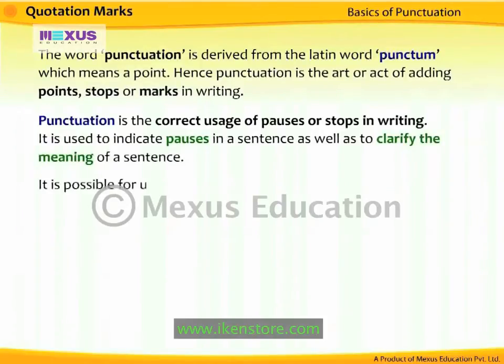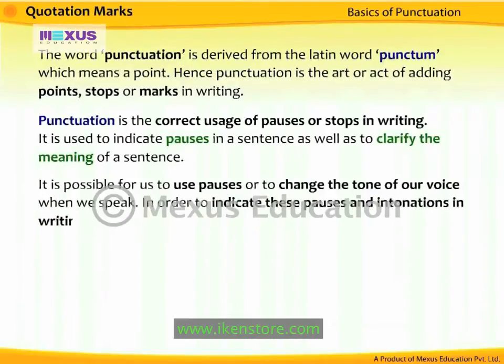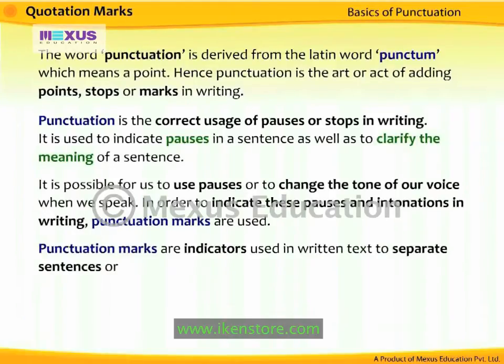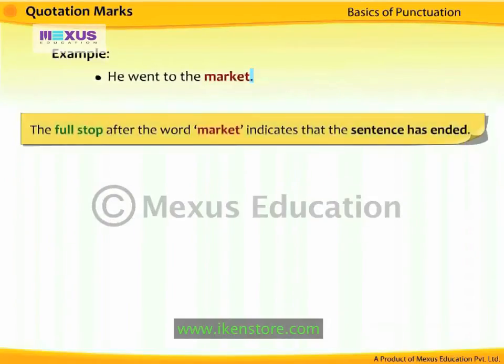It is possible for us to use pauses or to change the tone of our voice when we speak. In order to indicate these pauses and intonations in writing, punctuation marks are used. Punctuation marks are indicators used in written text to separate sentences or any part of a sentence from another. For example, He went to the market. The full stop after the word market indicates that the sentence has ended.